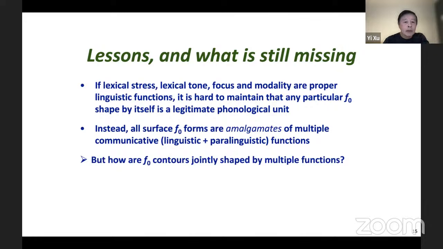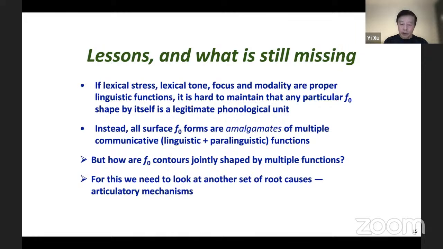Given that, we can now ask further, but how are F0 contours jointly shaped by multiple functions? For this, we need to look at another set of root causes, which is on the other side of the prosody myth, because you both have communicative functions and you also have articulatory mechanisms.